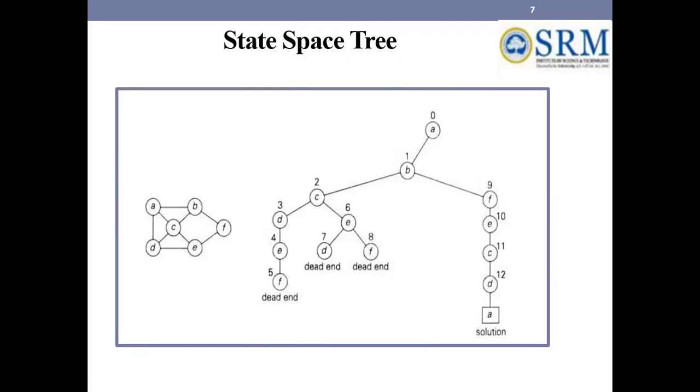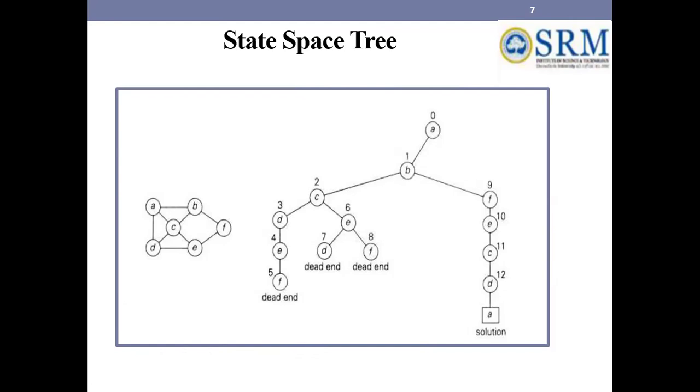Node number 6, E, to the node C. And now, what are the adjacent nodes for E? For E, the adjacent nodes are C, D, F. See the path: C is already added. What is left out is D and F. Add the nodes D and F.